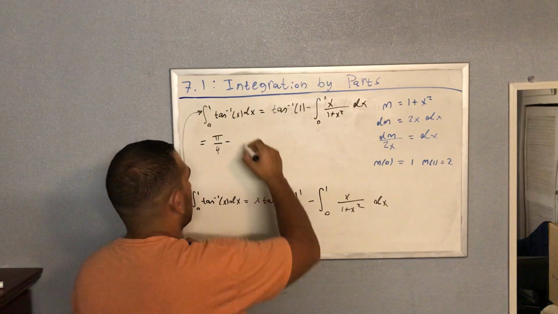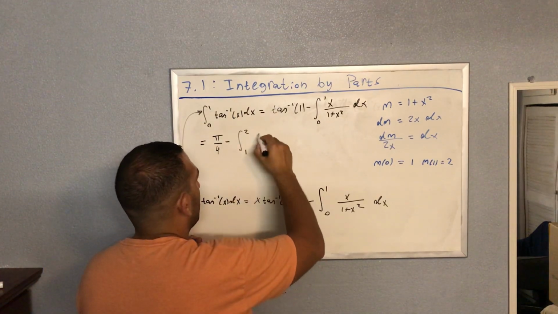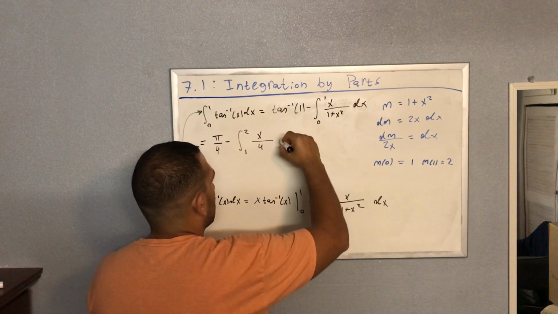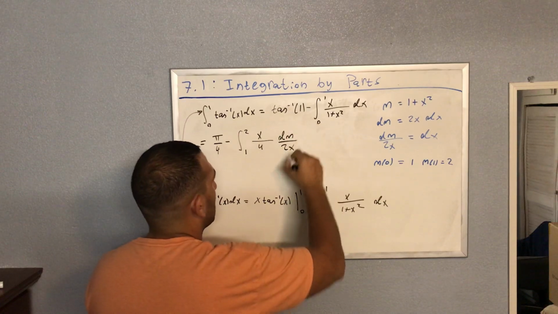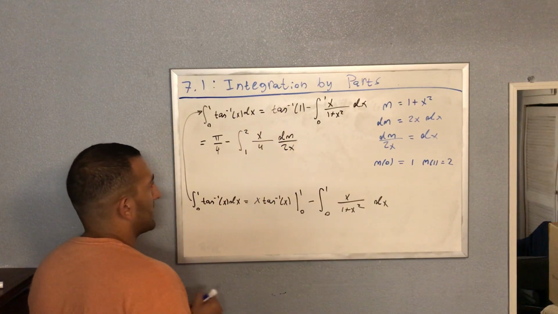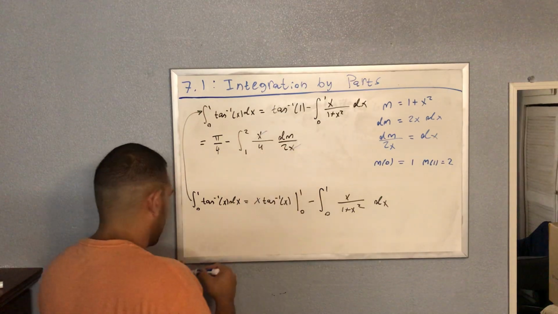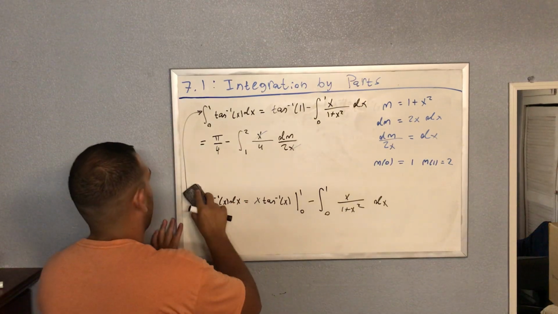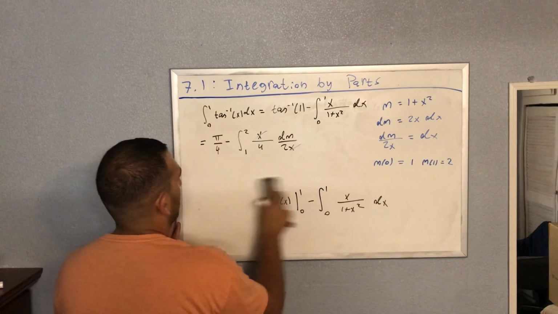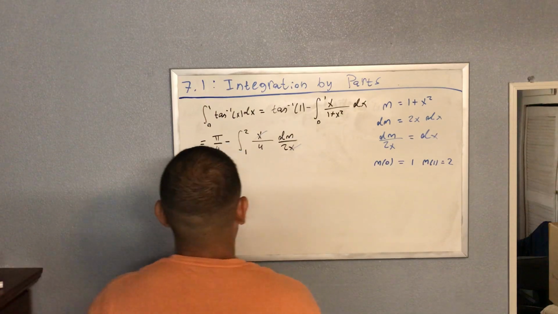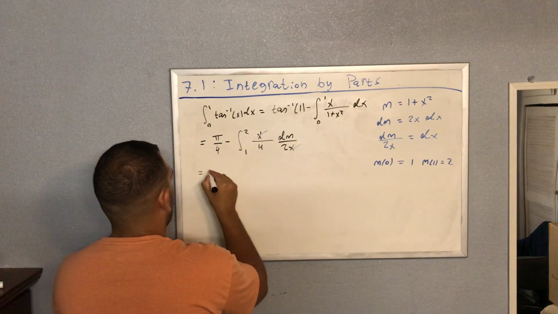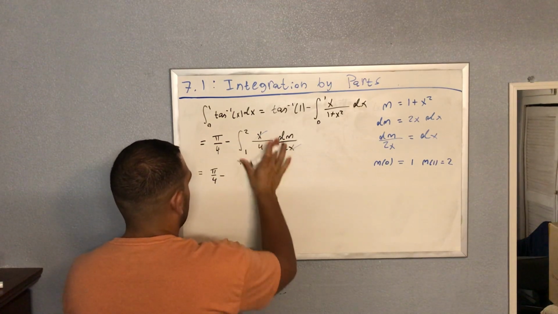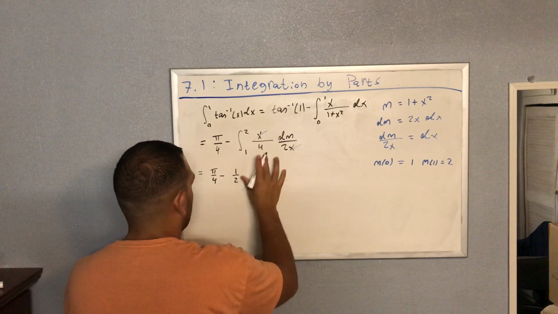So this would be minus the integral from 1 to 2 of x over m. All of this is m. And then dx is dm over 2x. And so notice this x cancels, which is exactly what I wanted. Okay, and then so now we have pi over 4 minus integral from 1 to 2, and this dividing by 2 I'll float out as multiplying by 1/2.